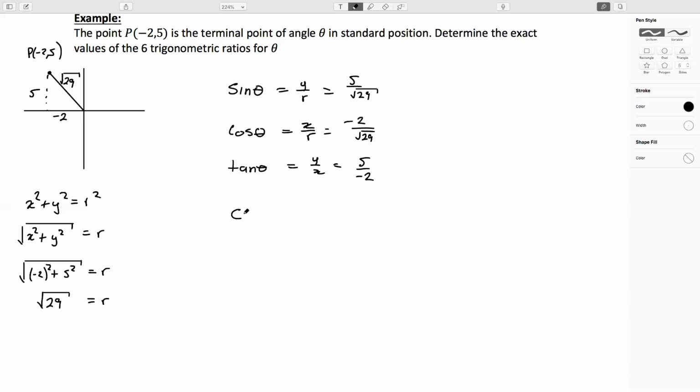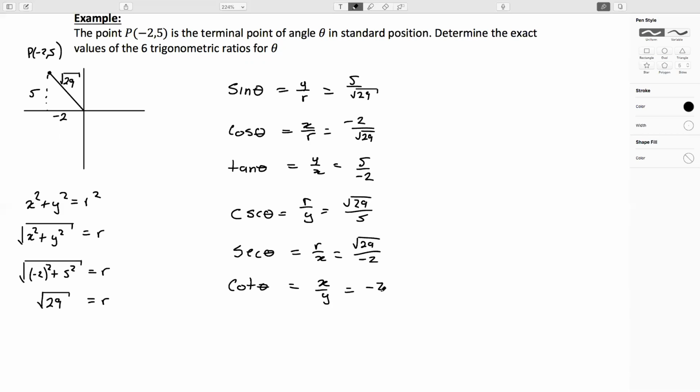So cosecant theta is r over y, which is root 29 over 5. Secant theta is r over x, which is root 29 over negative 2. And cotan theta is x over y, which is negative 2 over 5. However you want to do it, it will work, but you do need to make the first 3 trig ratios to get the next 3.